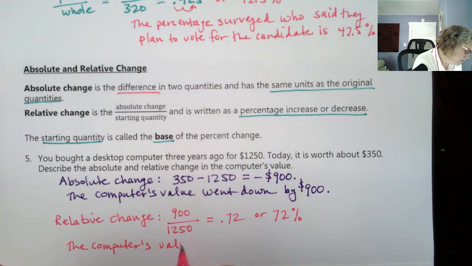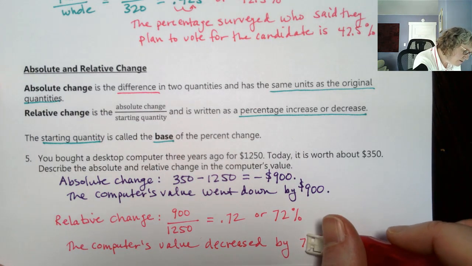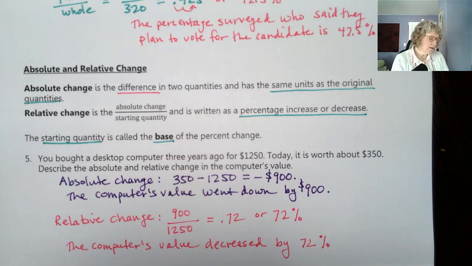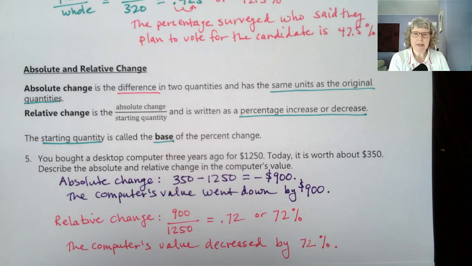The computer's value, I'm going to say decreased this time. Oops, sorry, typo. Decreased by 72%. Okay, computer's value decreased by 72%. Okay, so both of these are really helpful. Like we might want to know, well, how much did it go down by? But then we also want to get a sense of what percentage did it go down by. Okay, great. I hope this has helped, and this is going to help with some of the problem solving that we're going to do. So thanks for watching, and I'll see you in the next video.